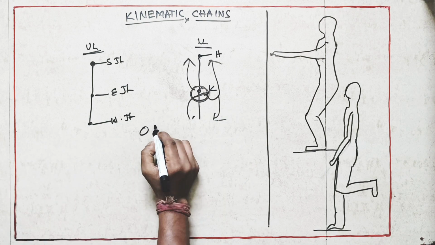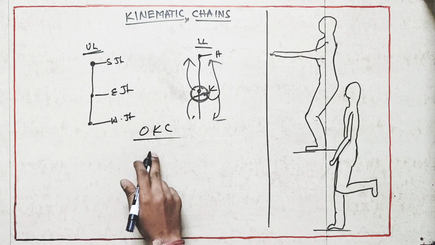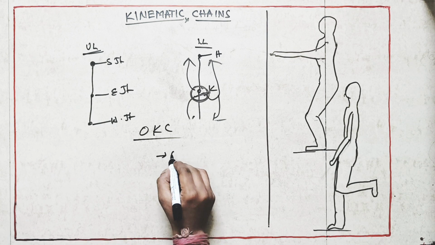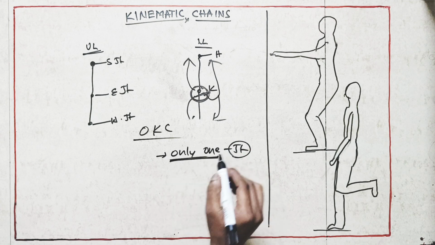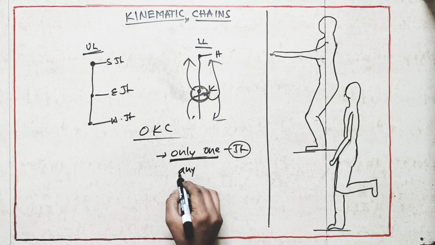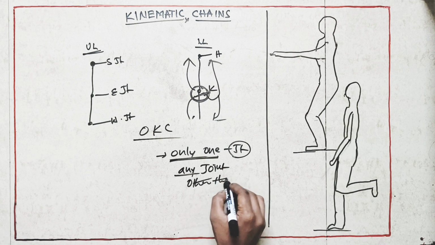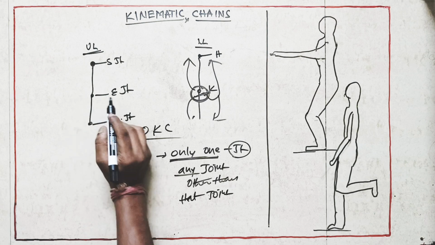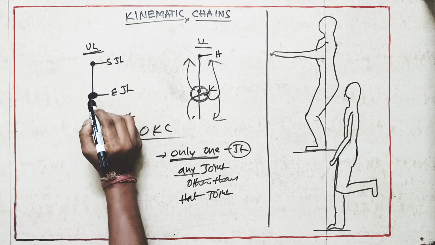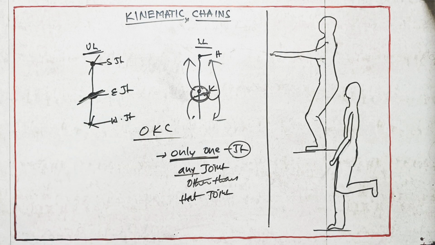Now we will see open kinematic chain. In this, the movement is going to happen only on one joint. It is not going to create movement in any joint other than that joint. That means, suppose we are moving the elbow joint here, the movement will happen only in the elbow joint. It is not going to create movement in the shoulder joint and wrist joint. So this is open kinematic chain movement.